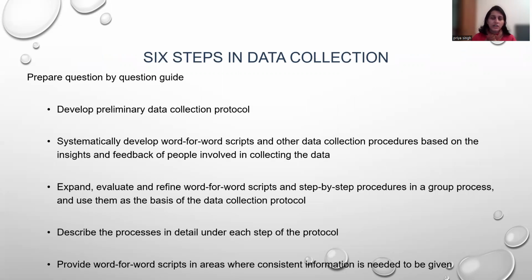So for achieving quality data, there are 6 steps. Number 1 is preparation of the question-by-question guide. First, we should develop a preliminary data collection protocol, and later systematically develop word-for-word scripts and other data collection procedures based on the insights and feedback of the people involved in the data collection. Then we should expand, evaluate, and refine word-for-word scripts and step-by-step procedures in a group process and use them as the basis of the data collection protocol.